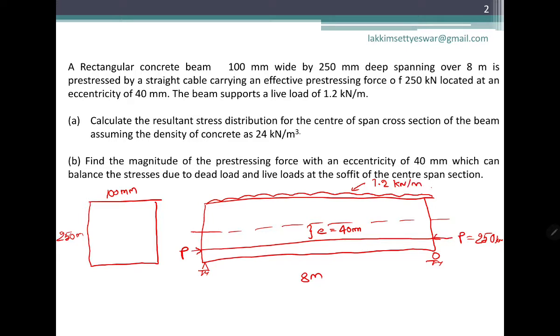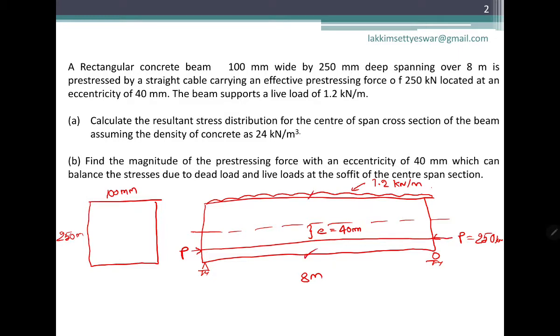Now he is asking to calculate the resultant stress distribution for the center of span cross section of the beam, assuming the density of concrete is 24 kilonewton per meter cube. So we need to calculate the resultant stress distribution at the center of the section at top and bottom layers.